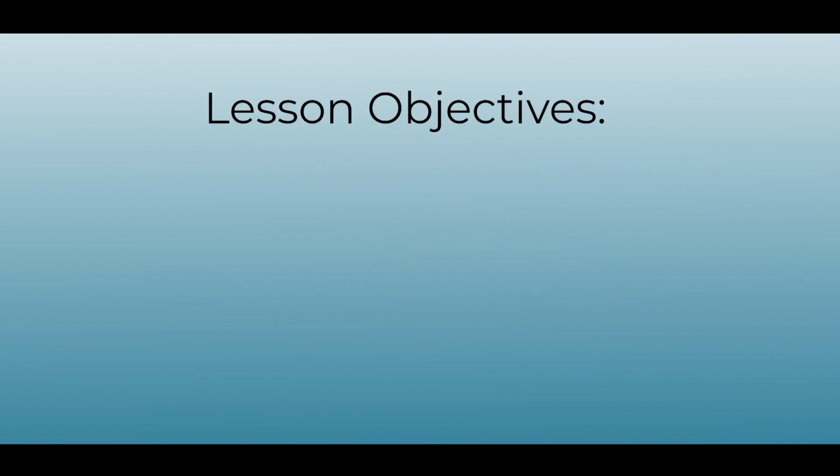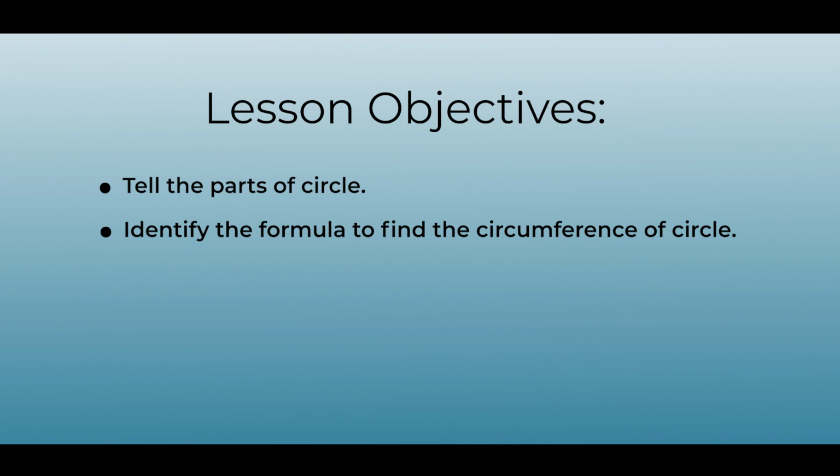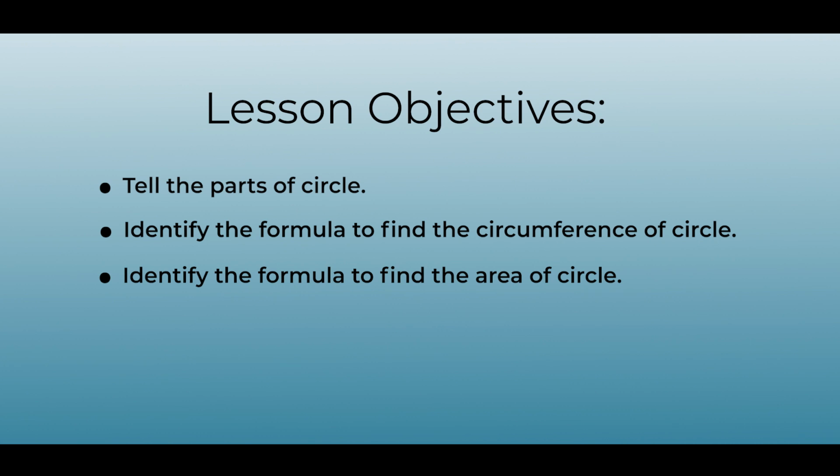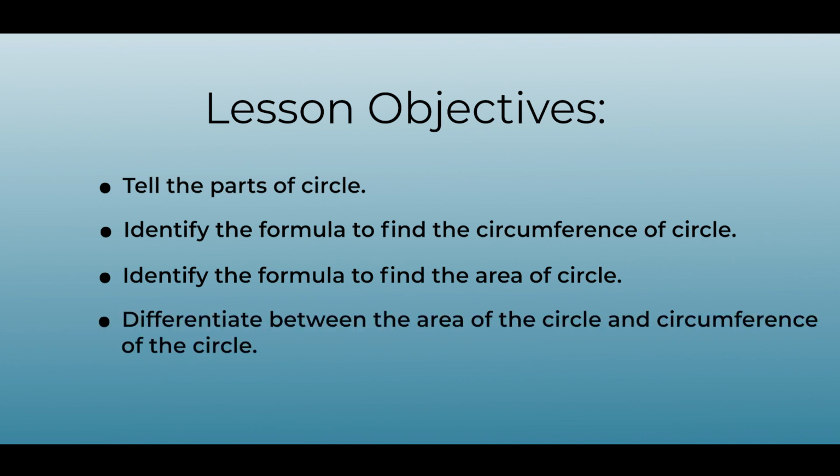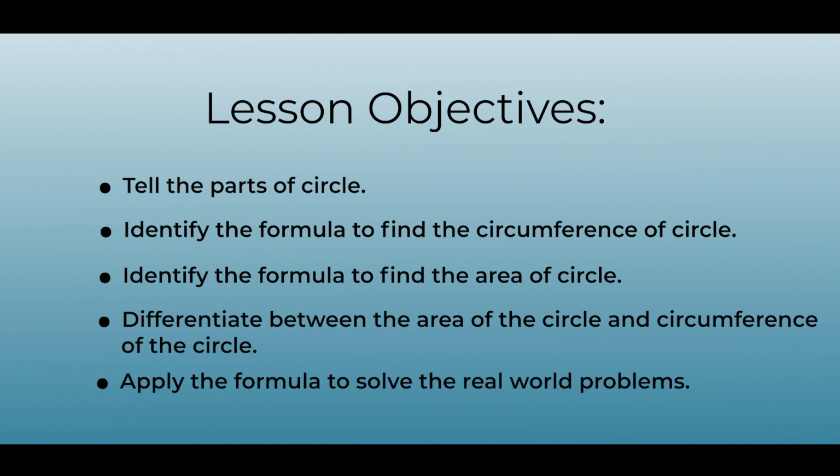By the end of this video lesson, each of you should be able to tell the parts of the circle, and you should be able to identify the formula to find the circumference of a circle. You should be able to identify the formula to find the area of a circle. You should be able to differentiate between the area of a circle and the circumference of a circle. And you should be able to apply the formula to solve real world problems. These are the objectives which you should be able to do after the lesson.